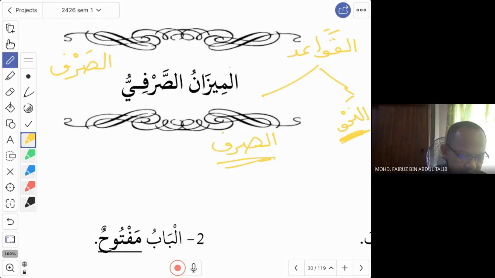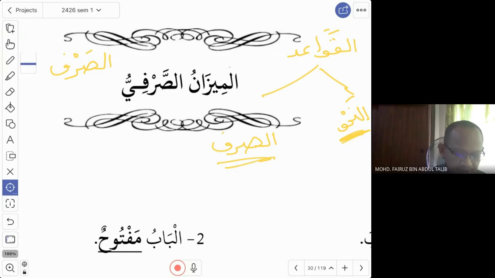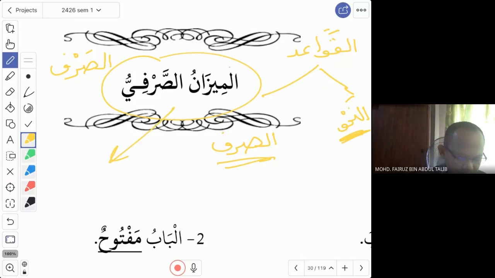So for this topic, Al-Mizanu Sarfi, when you have this word sarfi, it means that this is in the knowledge of sarf. This mizan is basically referring to the word wazan that we have used just now. So basically there's nothing new in this lesson, just the title. Mizanu Sarfi is actually referring to Al-Wazan.